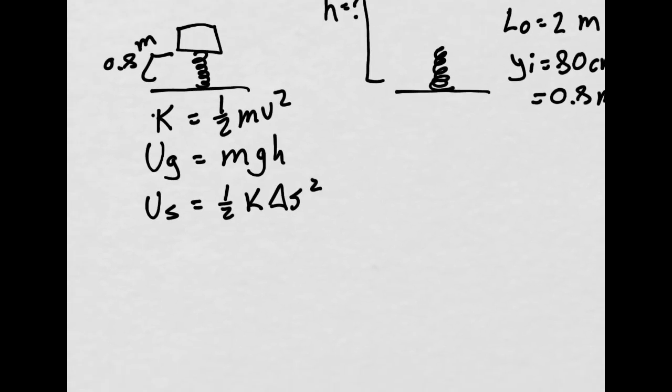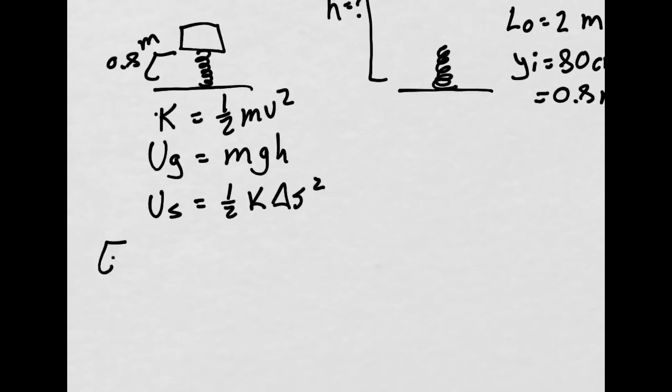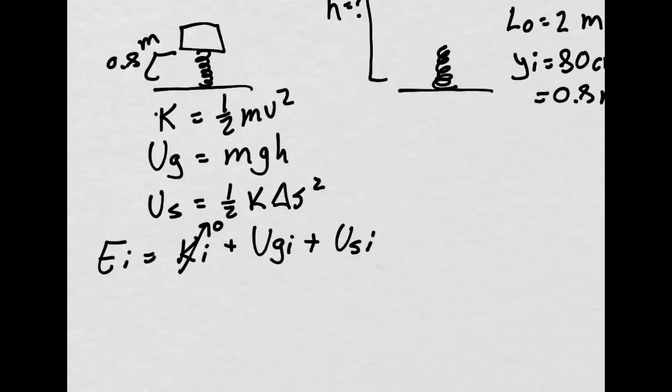So before, total energy is equal to the kinetic energy initial plus the gravitational potential energy initial plus the spring energy initial. It's not moving, so this is 0. But it's also not on the ground. So this, the gravitational potential energy, is not 0. So we have mgh plus 1/2 k delta s squared.